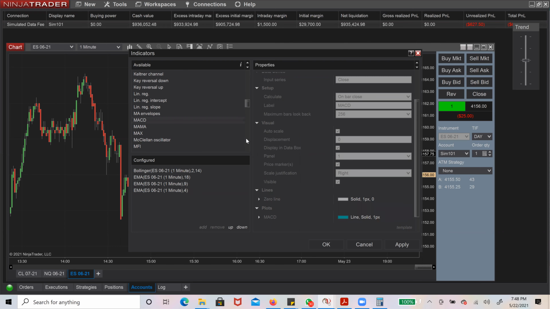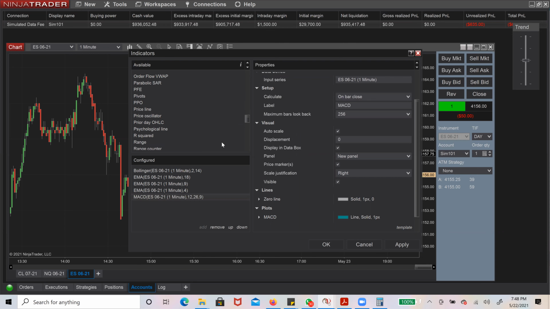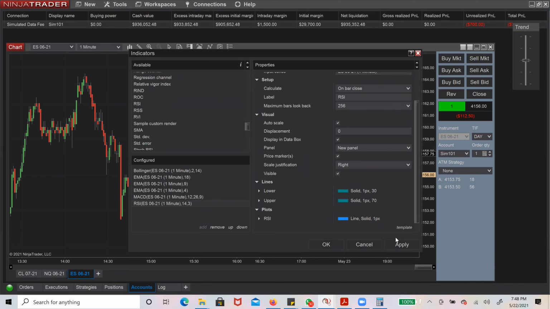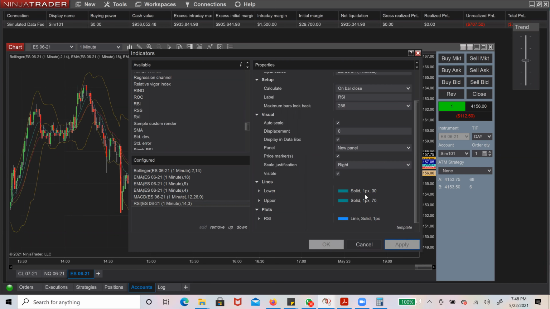What other indicators you guys are using, I don't know, but my very important one is MACD, and I also like RSI. Why? I'm doing day trading, I'm not doing long term. This is not long term, this is 100% day trading. Okay, this is what my chart looks like.